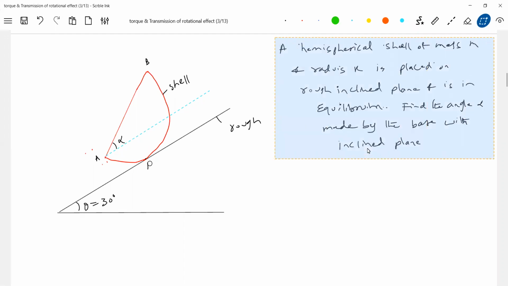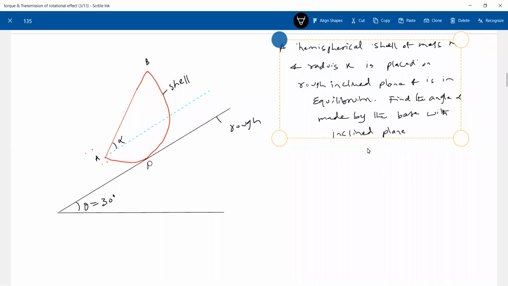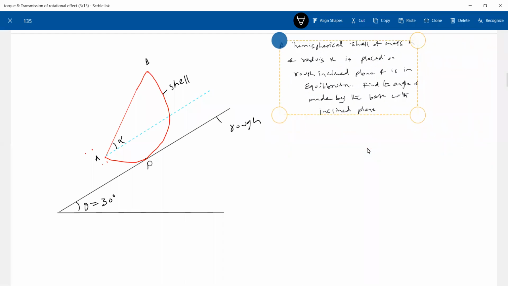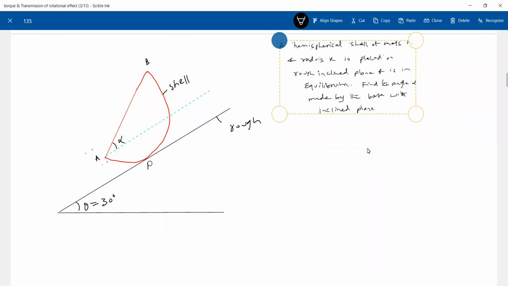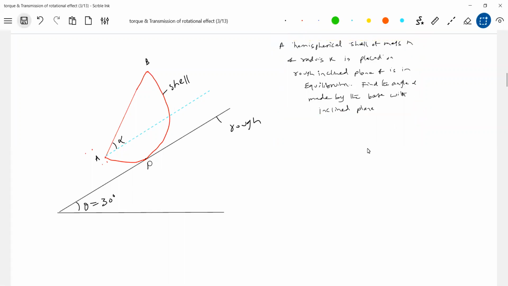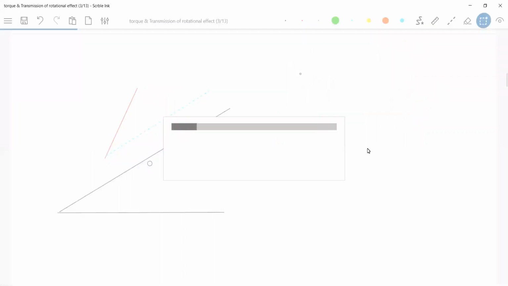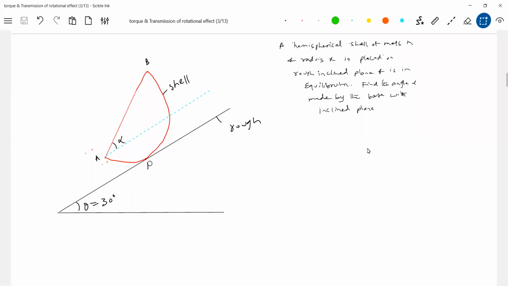It's telling equilibrium. So what is the basic idea of equilibrium? The net force and the net torque should be zero. Okay, let's do one thing. The weight will act vertically down. Then the component of weight will act along the incline. Then who should balance? The friction only. So the friction should act up the incline.